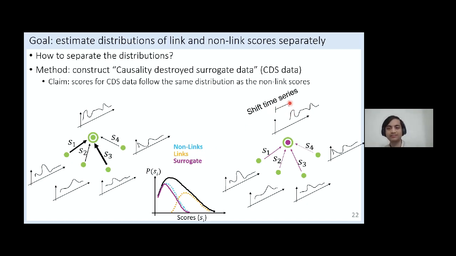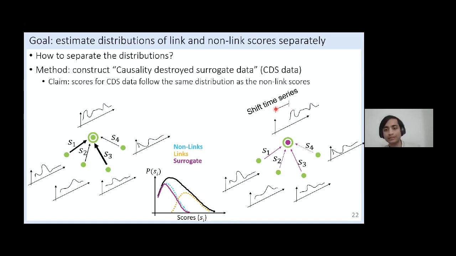And so if I've just shifted this time series by some large amount, any perturbations or any fluctuation in the dynamics happening at these nodes is not going to affect this node at short times, but indeed any so-called effect will only be at this much larger time. So at short times, these things are basically going to not be causally linked. And so the scores that I obtain over here are going to be similar to the non-linked scores.